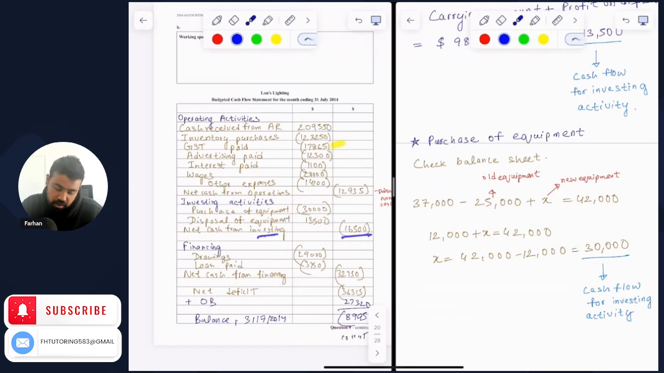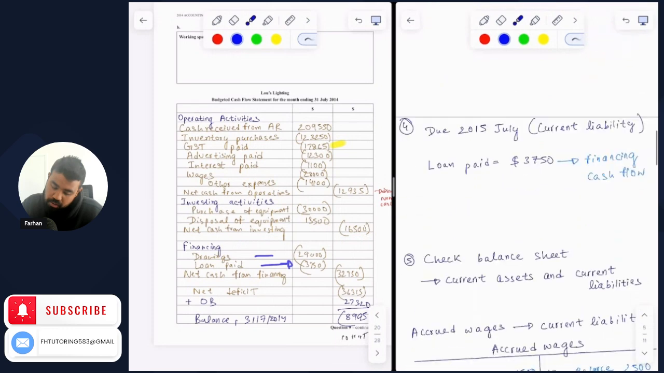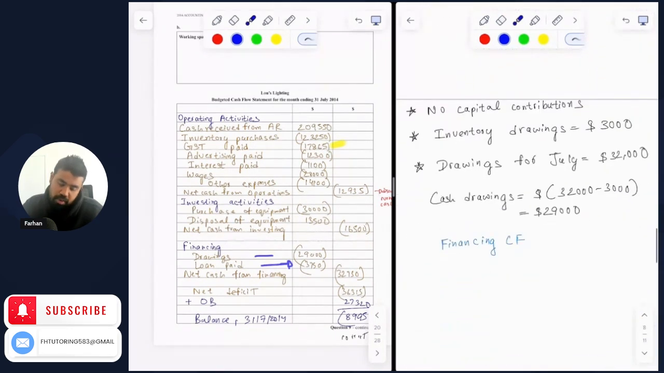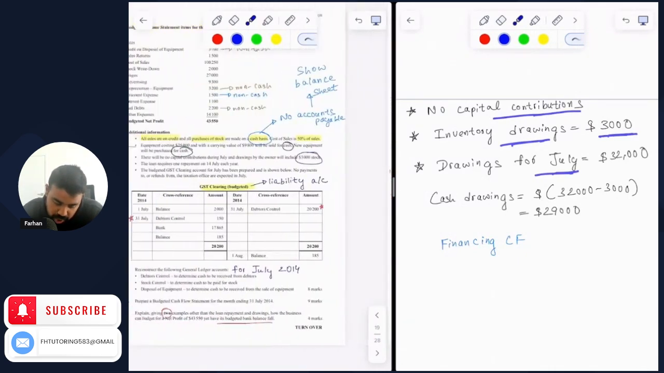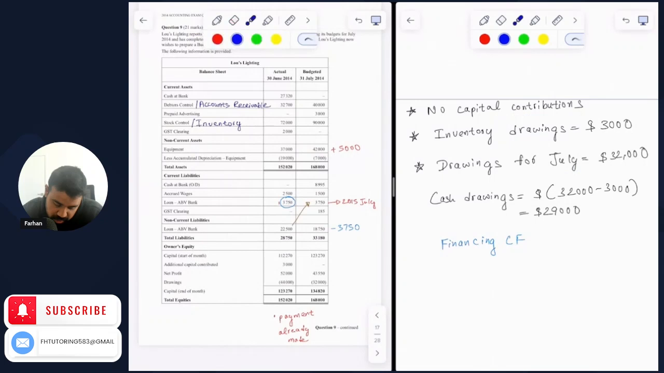And then we start the financing activities. First of all, we know that the loan paid is $3,750, and then we have drawings. So what about the drawings? Based on the information given in the question, there are no capital contributions, and we have inventory drawings of $3,000 during the month. If you check the balance sheet, you'll find the drawings for July to be $32,000, as you can see here. So drawings in July is $32,000, while drawings in June was $44,000. So we mainly focus on the month of July.